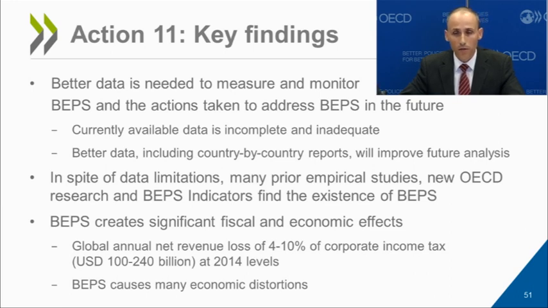New OECD research that is presented in this report that draws upon the best available data finds that global annual net revenue losses are in the order of 4 to 10% of corporate income tax. So that's a figure that's in the range of between $100 and $240 billion US. That's at 2014 levels. So it's a significant amount of money involved. In terms of the economic arguments, we have certainly been able to assess that there are economic distortions and economic effects that are adverse effects that are caused by BEPS.